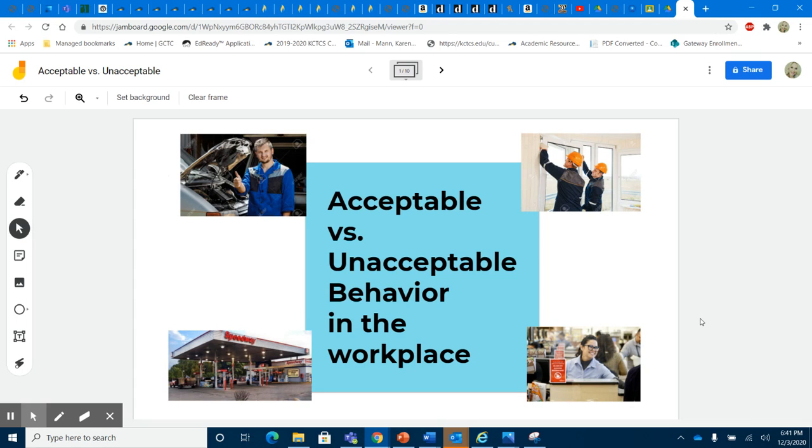I'm with Gateway Pre-ETS, and I'm going to be demonstrating for you a lesson that I will be doing with a class this week, and it is on acceptable versus unacceptable behavior in the workplace. And I will be using Google Jamboard. It's very much like Google Slides or PowerPoint, a little bit easier to use, easier for students to use.